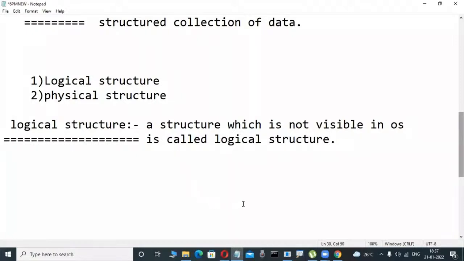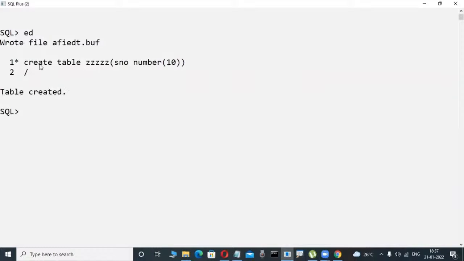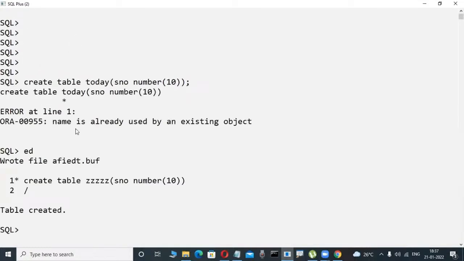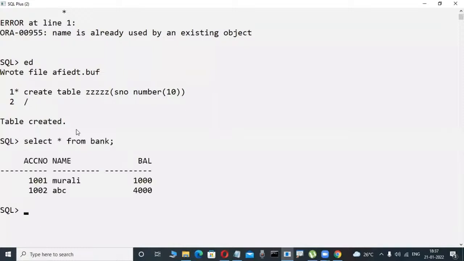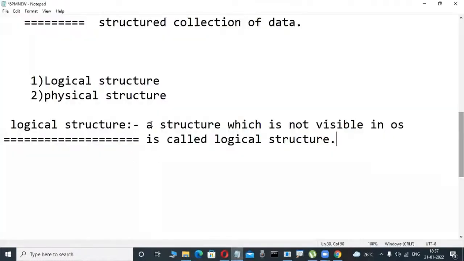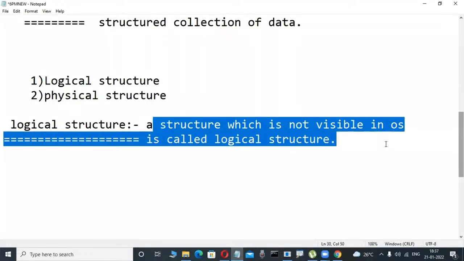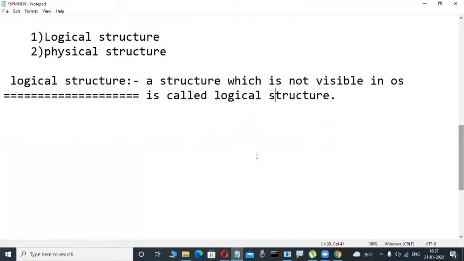That's why, when you create a table, we are unable to view it in the C drive, D drive like that. But where is it visible? Yes, in a database. This is a database only, don't worry. In this database only, it is visible. So those tables are visible in the database. That is not visible in your C drive, D drive like that. That's why a structure which is not visible in the operating system is called a logical structure.